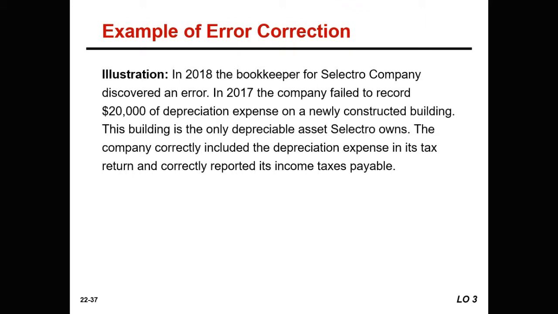So to illustrate this, let's look at in 2018, the bookkeeper for Selectro Company discovered an error. In 2017, the company failed to record $20,000 of a depreciation expense on a newly constructed building. This building is the only depreciable asset Selectro owns. The company correctly included the depreciation expense in its tax return and correctly reported its income taxes payable.